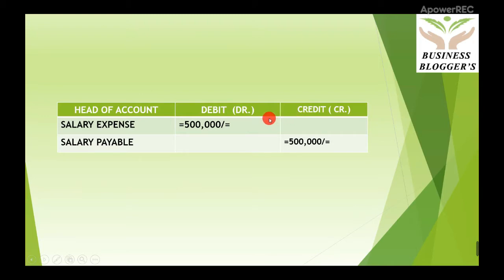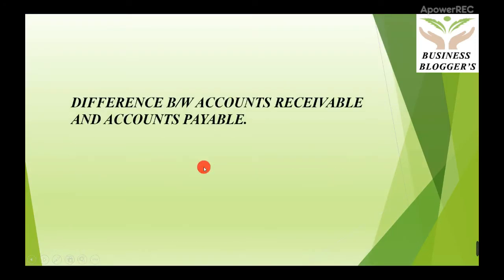Okay, let's discuss the difference between accounts receivable and accounts payable. The main difference between both accounts: accounts receivable is a current asset account, and accounts payable is a current liability account. Second difference, if we record accounts receivable the first time, it should be debit, and if we record accounts payable the first time, it should be credit. This is the main difference between both accounts.